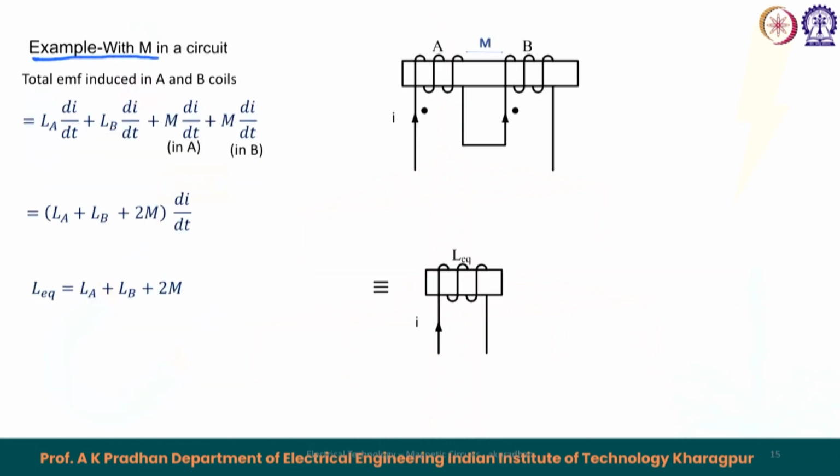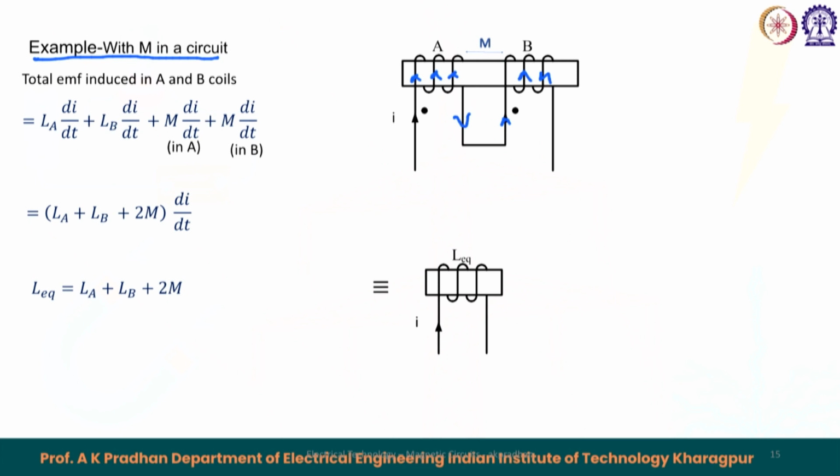Next, an example with M in the circuit. There are two coils connected, coil A and coil B, and the dots are put like this. The current I flows here and here like this. If you see the corresponding current directions, the flux produced by both will be in the same direction. Therefore, the flux becomes additive. So M in this case will be positive.